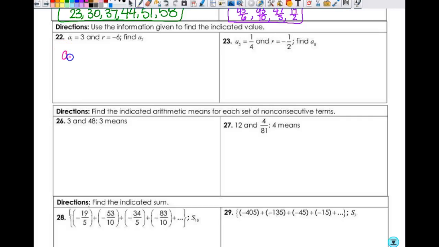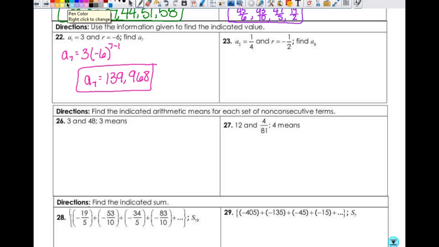But I need A7. That's equal to A1, which is 3, times R, which is -6, to the n minus 1 power, 7 minus 1 power. So A7 is equal to 139,968.